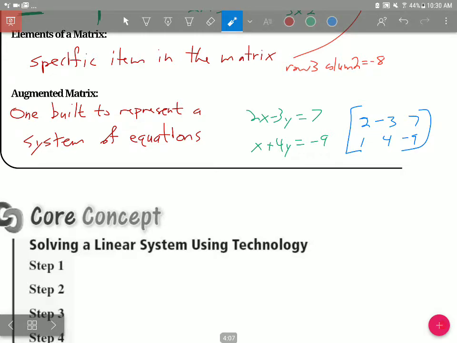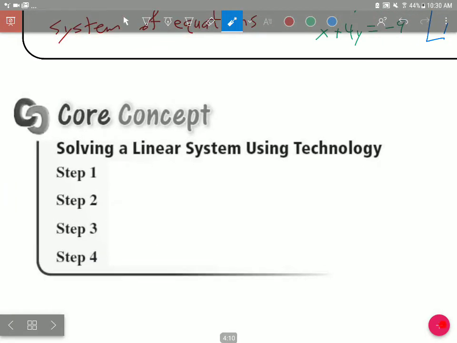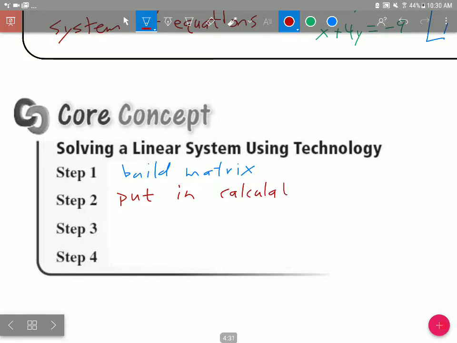All right, your steps. If you want steps, this is what they do. Basically, here's the deal. Build matrix. Put in calculator. Run our ref function. Now that is a specific function in the matrix calculator.